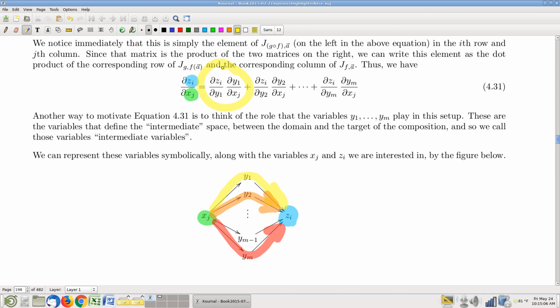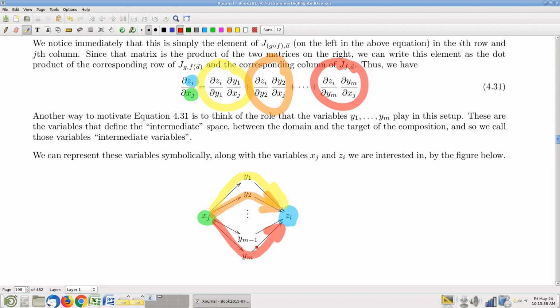Second path through y2, same argument. You get this term. Partial of y2 with respect to xj gives you the factor on the first part of this orange path. Partial of zi with respect to y2 tells you the second factor along that path. Okay. And then, et cetera, et cetera. Finally, this last term represents the factor corresponding to that last path.